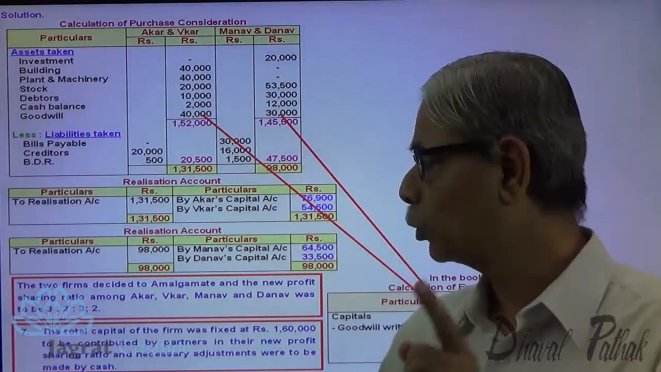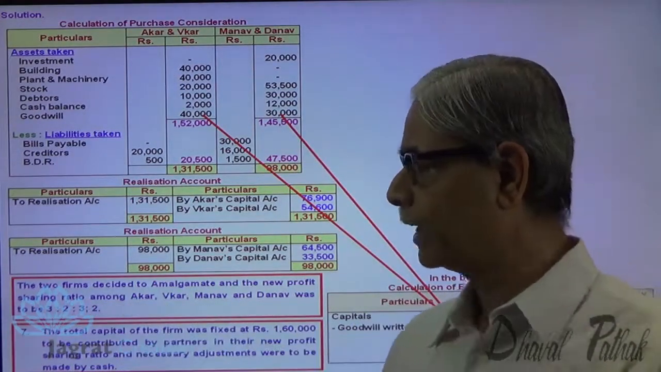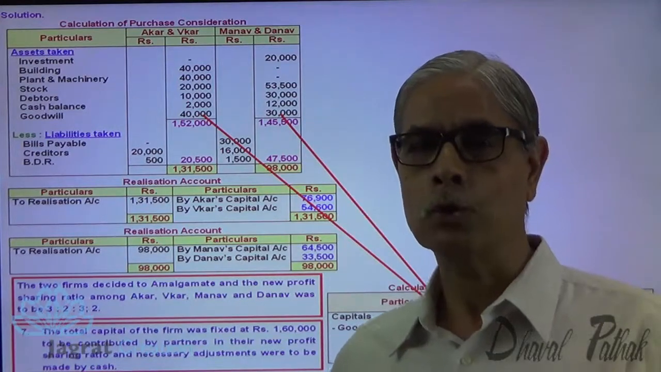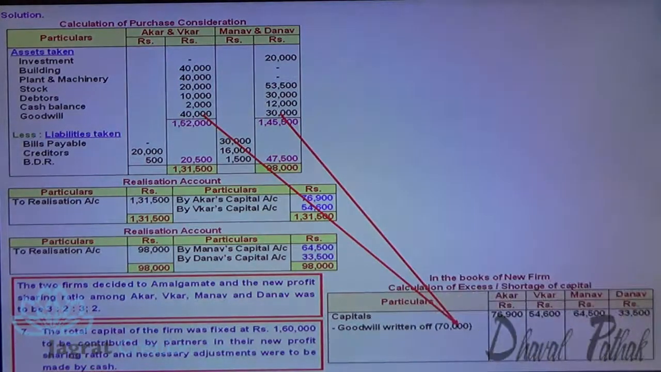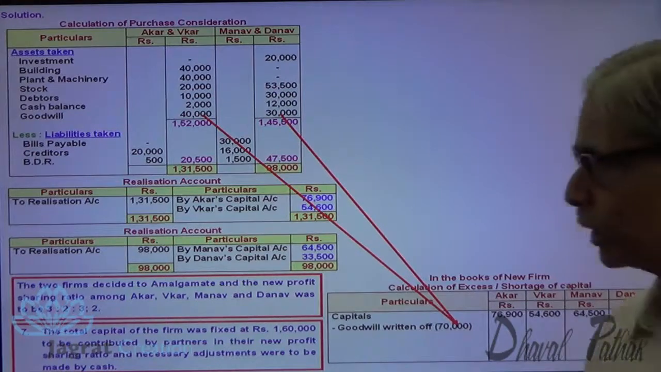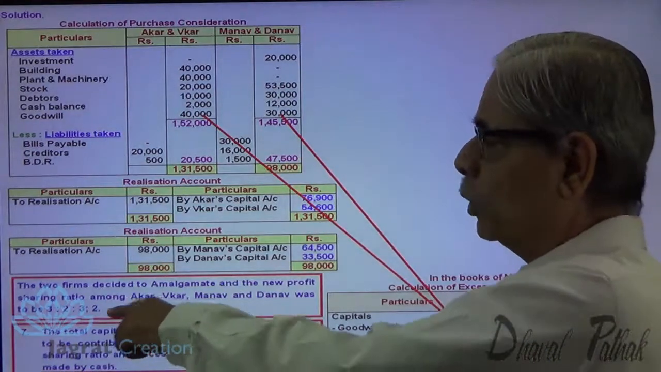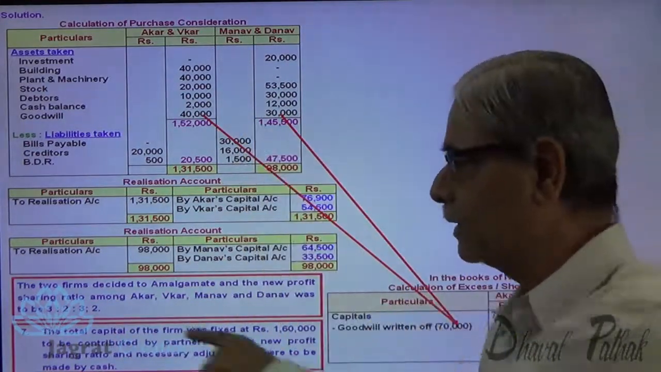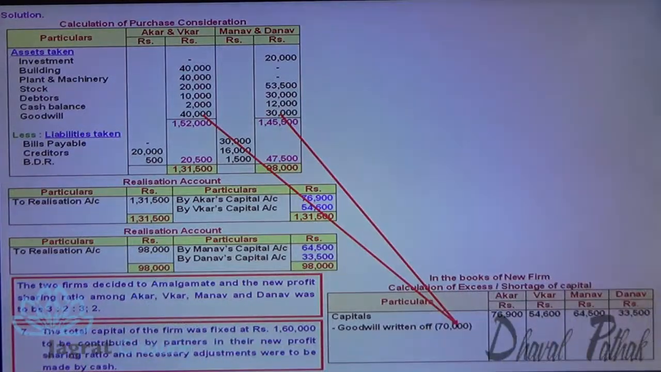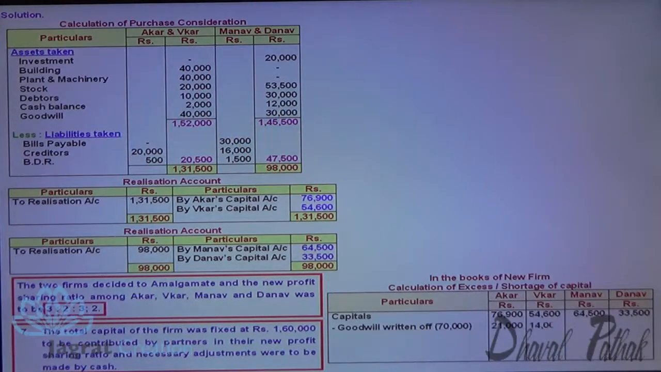So 70,000 goodwill is required to be written off in the new profit sharing ratio. That is 3:2:3:2. So 70,000 is distributed in the ratio of 3:2:3:2. Seven threes are 21,000, 14,000, 21,000, 14,000. This is the goodwill written off. When you write off the goodwill, the capital balance goes down. So this is the balance of the capital account after goodwill being written off.